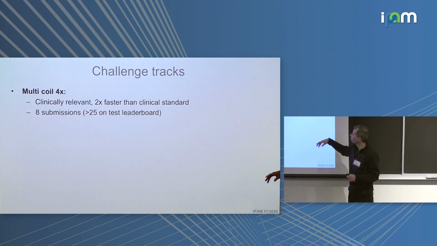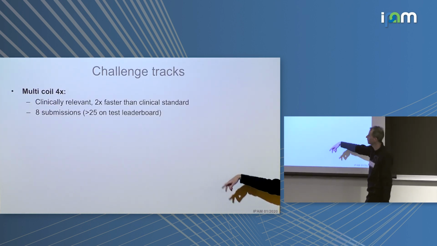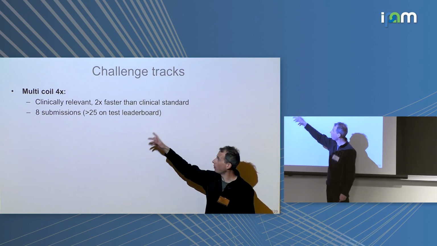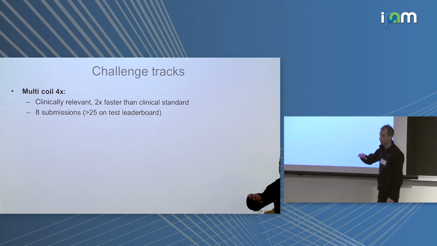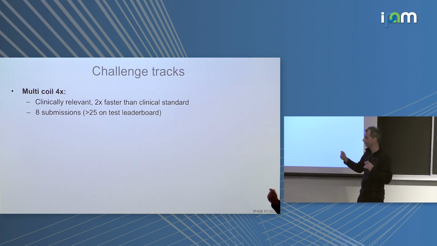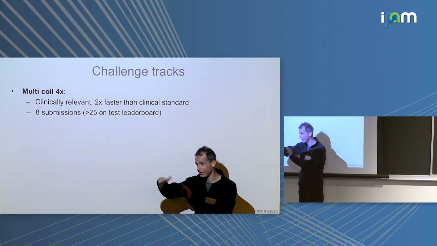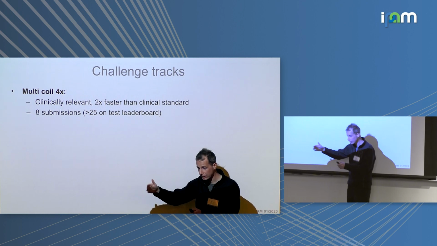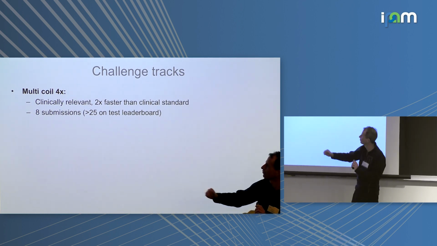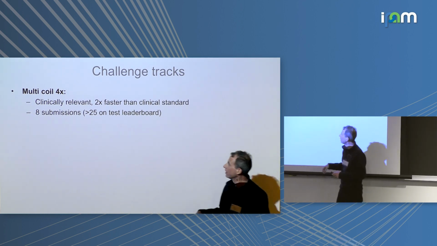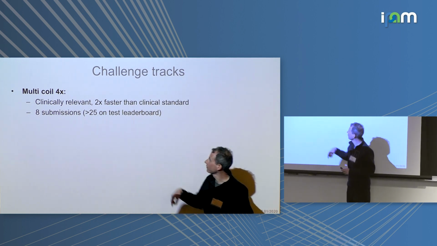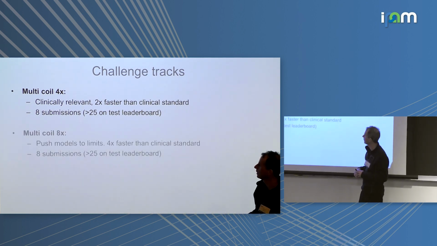And then we did 2 things. First of all, we did multiple tracks. So we did one track where we operated at a level that is representative of what you can do in the clinic at the moment, or try to accelerate twice as much as in the clinical standard. So you just try to see what you can do with this. And these are the number of submissions that we got for this track.